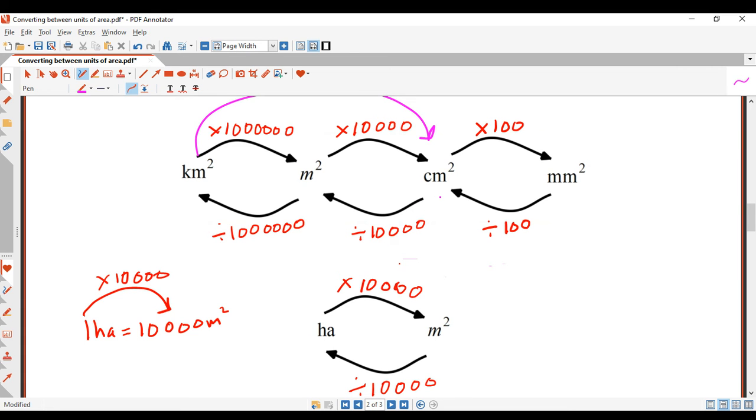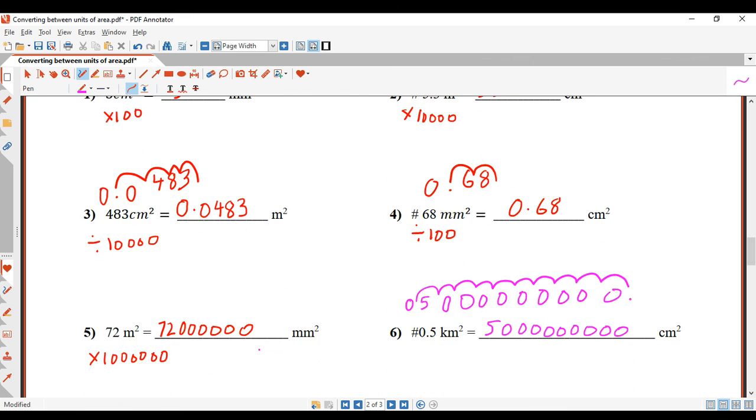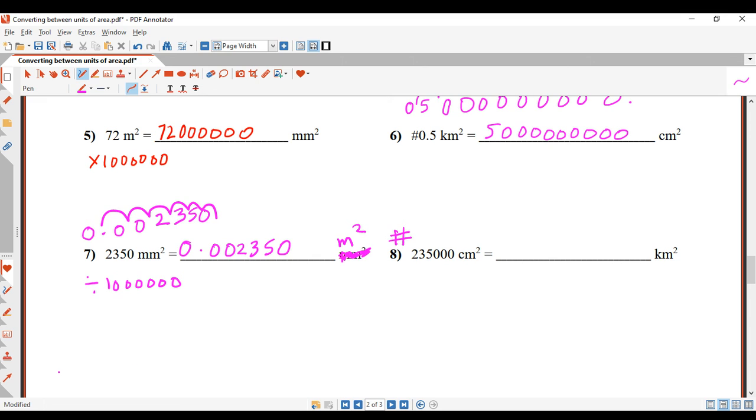So to do this in a single jump, we're going to divide by 1 with 10 zeros. 1, 2, 3, 4, 5, 6, 7, 8, 9, 10. That means we're going to move the decimal point 10 places to the left. Okay, so pause the video and have a go, see if you can write the answer down.